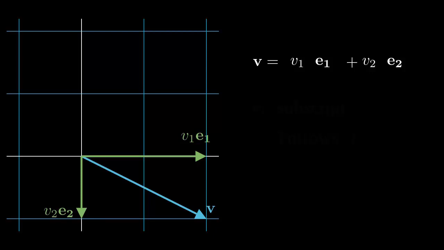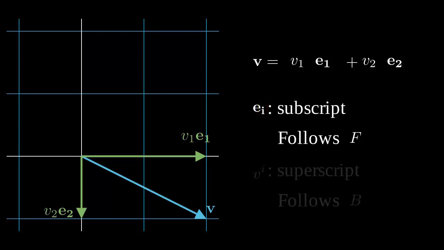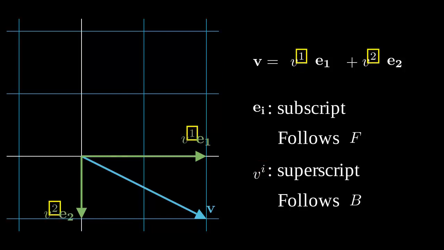By the way, you follow a specific notation about subscript and superscript. You write e i, where i is in subscript, if the components change follows f. You write v i, where i is in superscript, if the component change follows b. So let's rewrite the v i. Depending on which matrix it follows, subscript and superscript change.